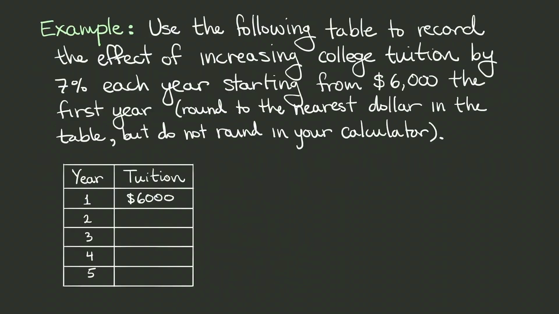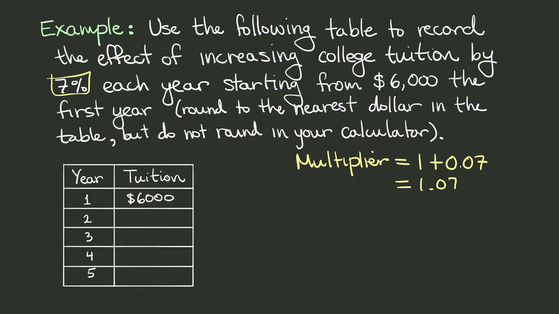We're supposed to use the following table to record the effect of increasing college tuition by 7% each year, starting from $6,000 in the first year. Well, an increase of 7% corresponds to a multiplier for that percent increase, where we take 1 and then we add the percentage written as a decimal. So that will be 0.07. So our multiplier ends up being 1.07.